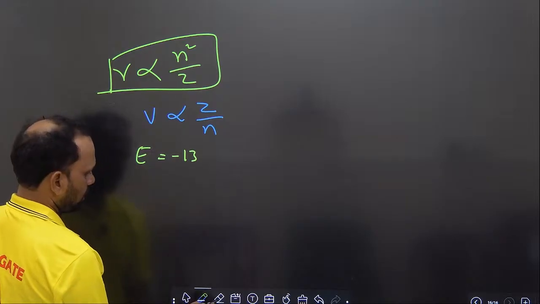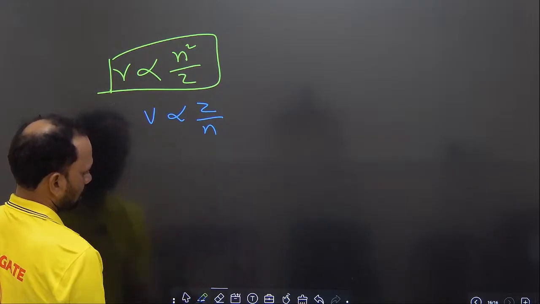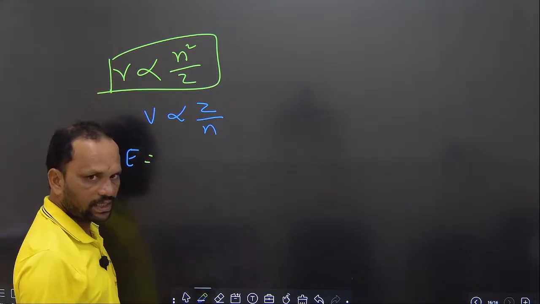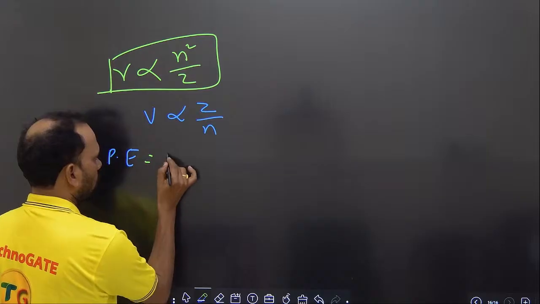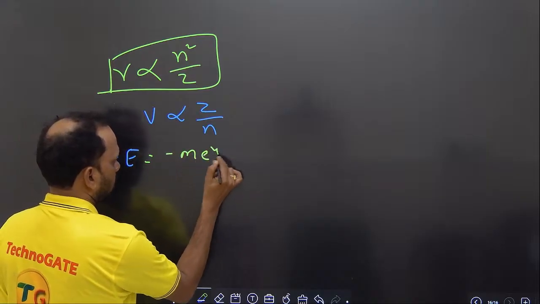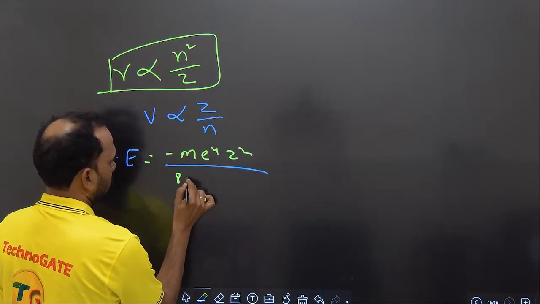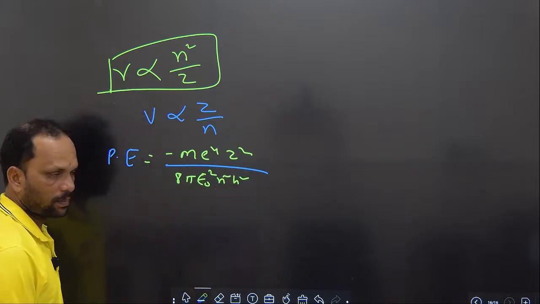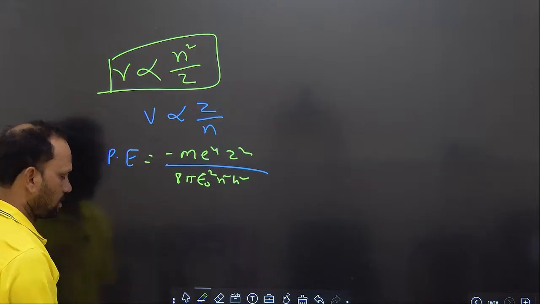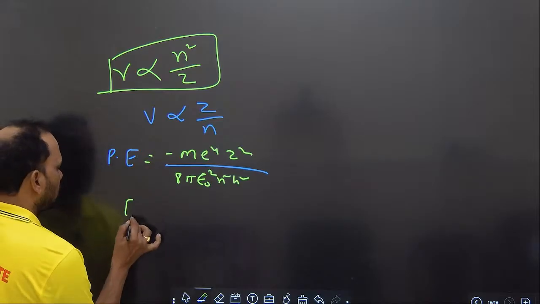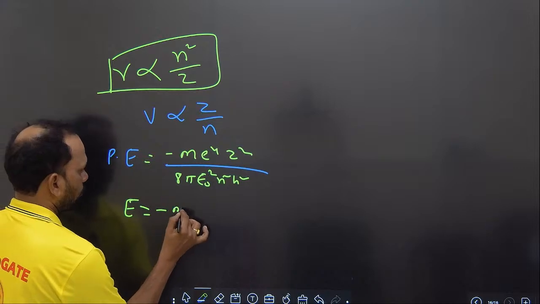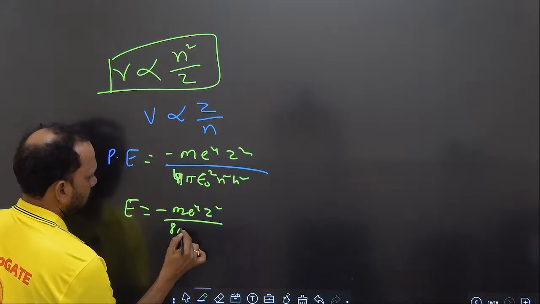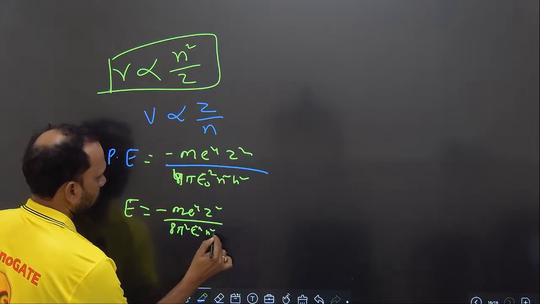Before this, potential energy, kinetic energy and total energy we discussed. Potential energy is minus m e power 4 z square by 8 pi epsilon naught square n square h square. So this is the formula. Like that, kinetic energy and total energy. So E is equal to minus m e power 4 z square by 8 epsilon naught square n square h square.